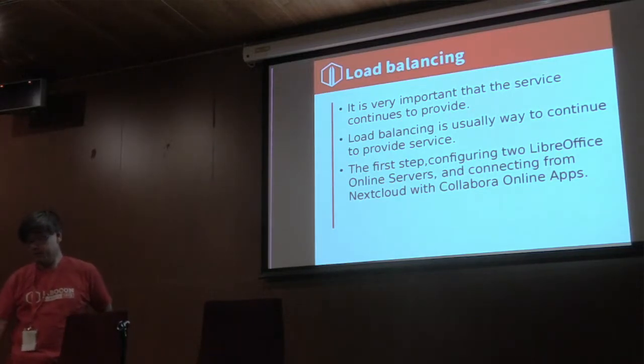Load balancing is very important to continue to provide the service. Many Japanese customers find it very hard to continue providing the service. Load balancing is usually done to continue to provide services. The first step is configuring two LibreOffice Online servers and connecting from Nextcloud with the Collabora Online app.